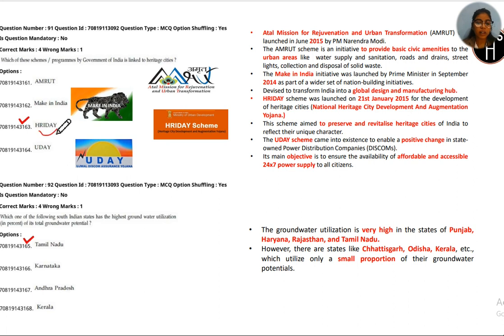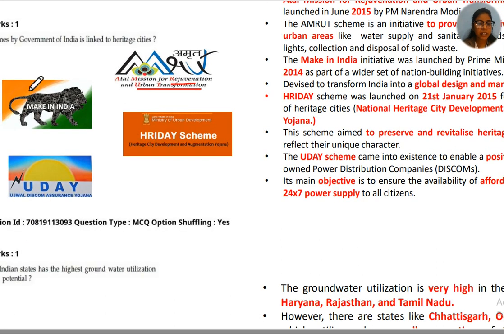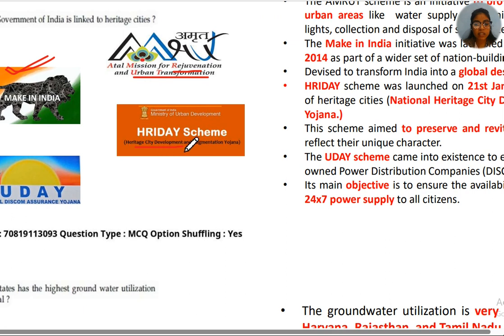Now look at the rest of the options given to you. The first one is Amrut. The full form of Amrut is, this is very important, Atal Mission for Rejuvenation and Urban Transformation. Please remember the name, short form, and the logo. This is very, very important. Second is Make in India, you might be very familiar with this logo. The third one, which I told you is for heritage cities, is Hriday. The full form of Hriday is Heritage City Development and Augmentation Yojana.